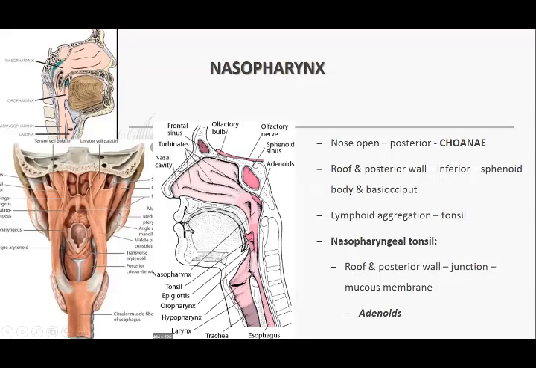Actually, at the junction of the roof and the posterior wall, that is the basi-occiput formed by the sphenoid or the posterior wall, यहाँ पे at this junction you have a collection of lymph nodules. Head and neck में similar collection. This collection of lymphatic nodules is called a tonsil. और since ये nasopharynx में पड़ा हुआ है, तो it is called nasopharyngeal tonsil या खाली pharyngeal tonsil. आप जो भी कहना चाहें. So at the junction of the roof and the posterior wall, you have this pharyngeal tonsil.